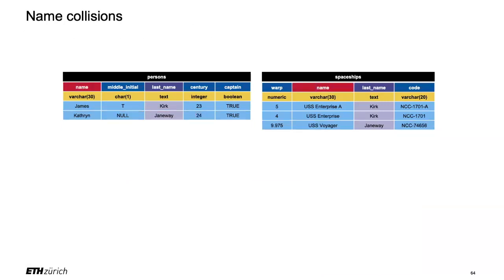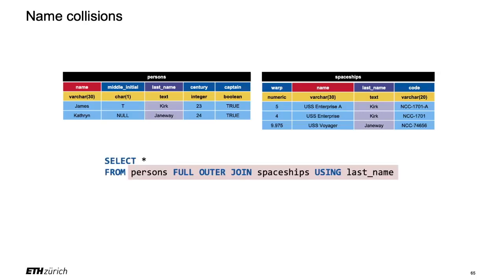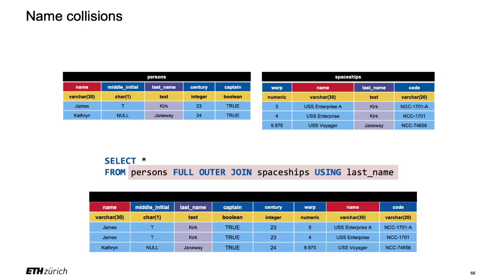That's another example here where you would have name and name. So here you basically would be tempted to do a natural join because you see last name and last name. But now you notice that's a problem because the name of the person has nothing to do with the name of a spaceship. That is a typical case of using the USING keyword. Now you say full outer join spaceships USING last name. Now you're guaranteed that the name and name are not going to interfere. So this is going to be fine, right?